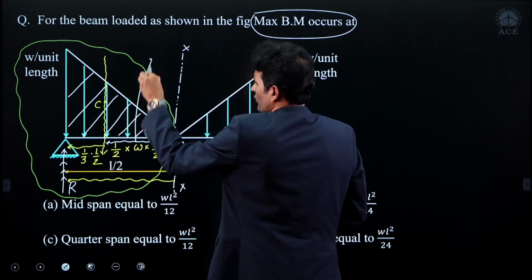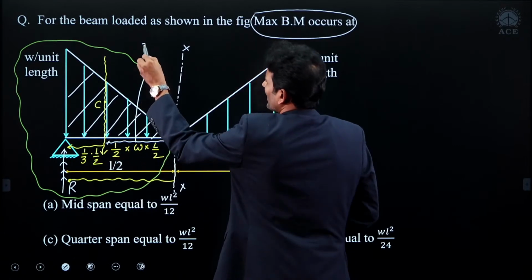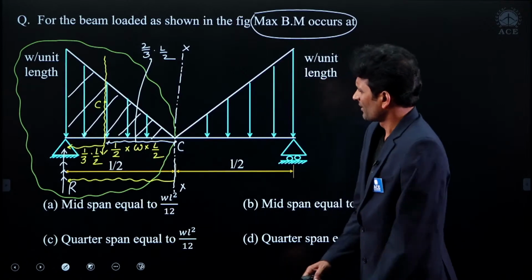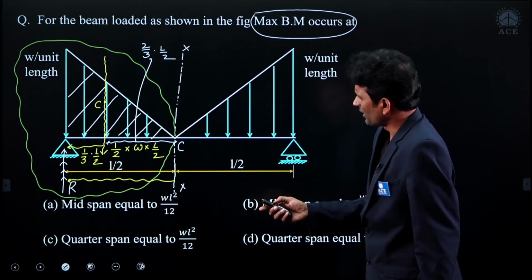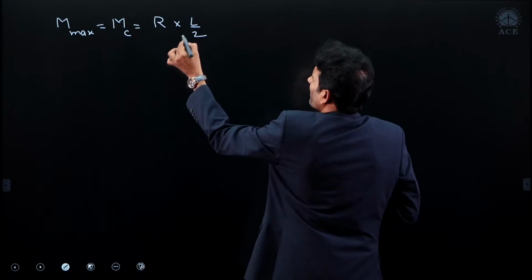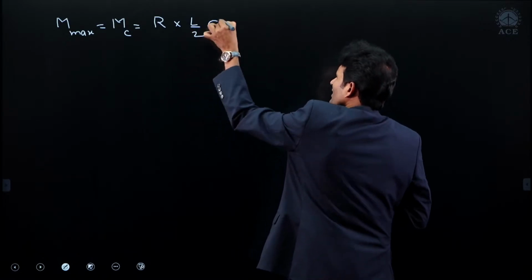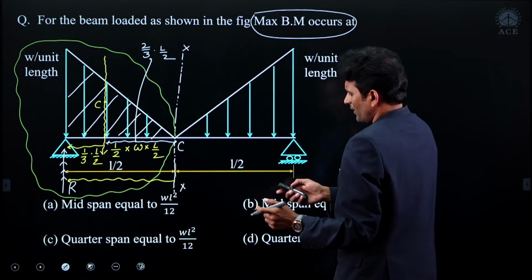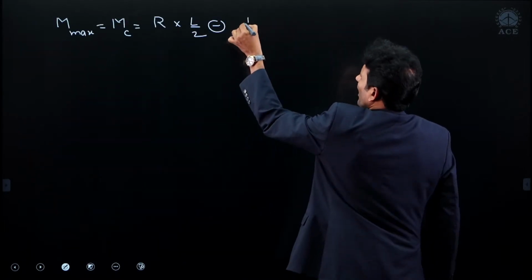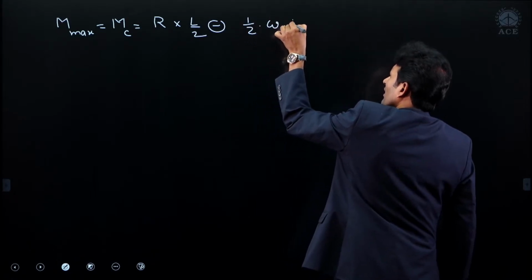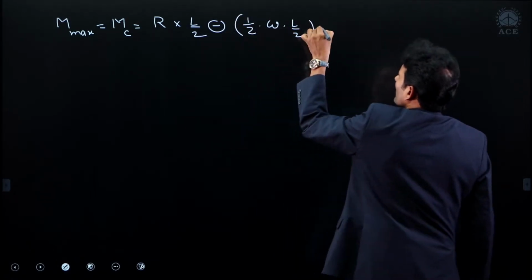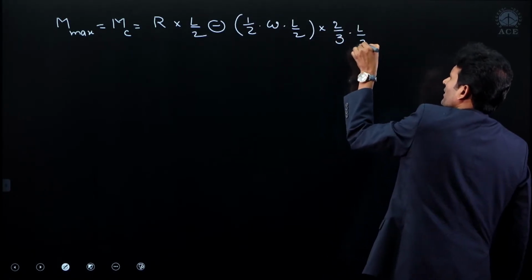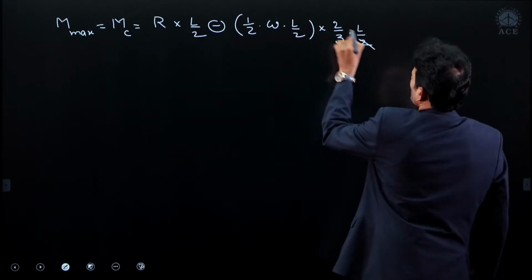This distance, if you take this one, is 1/3 of L by 2, then it is 2/3 of L by 2. Got it? Now, another load, the UVL load. This is clockwise rotation and this is giving the anti-clockwise rotation. It will try to dip the beam, UVL. Then it is half into omega into L by 2 is the load. Distance is 2/3 of L by 2, my dear friends. So 2 is getting cancelled.